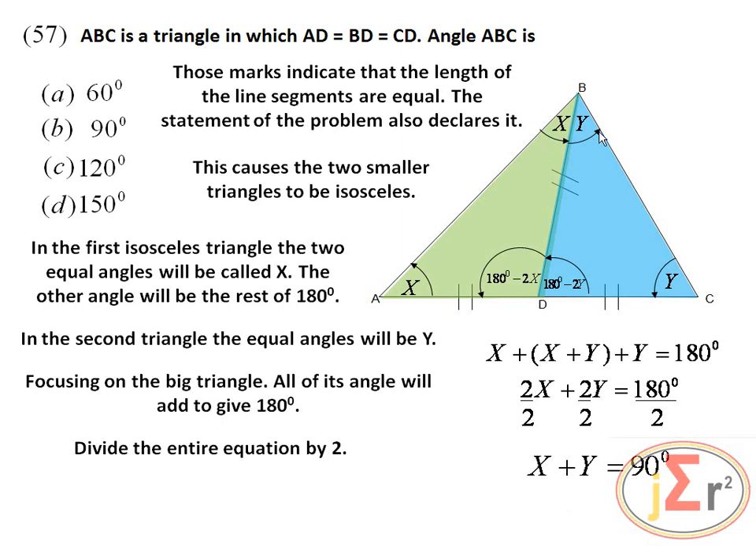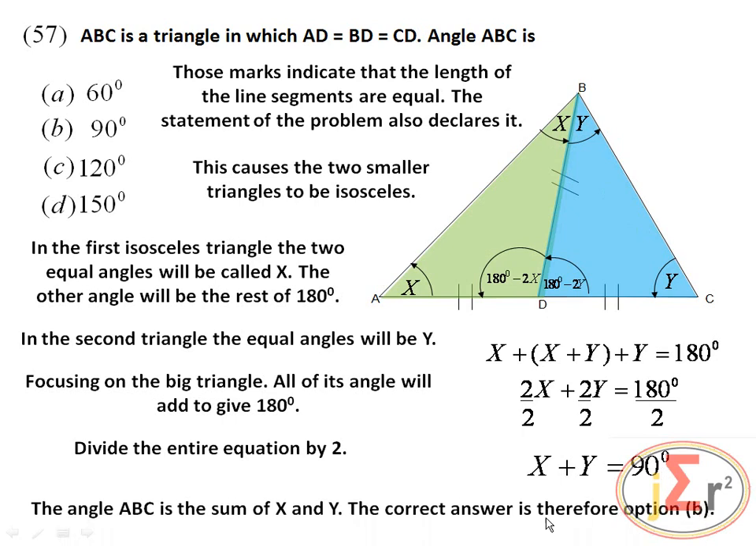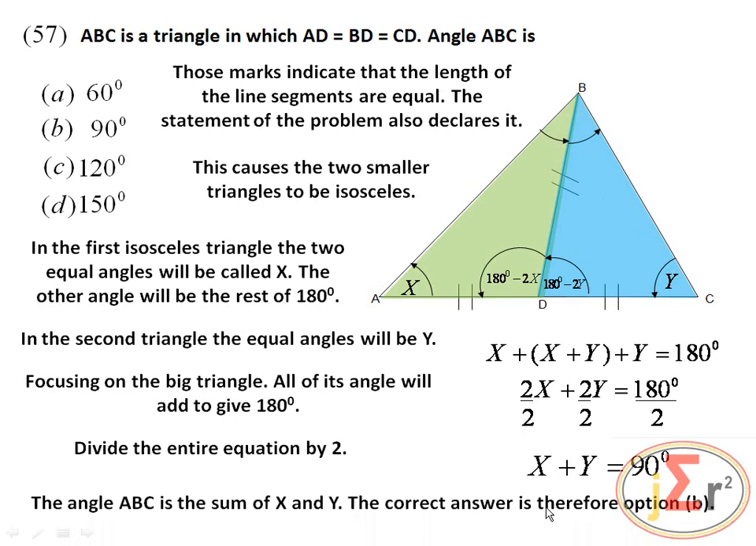So this is what we have. X plus y right here, which is ABC. The angle ABC is what? This one right here, x combined with y, x plus y. That is the one that we need to find. And here we have determined that x plus y is equal to 90 degrees. The angle ABC is the sum of x and y. The correct answer is therefore option B, 90 degrees.